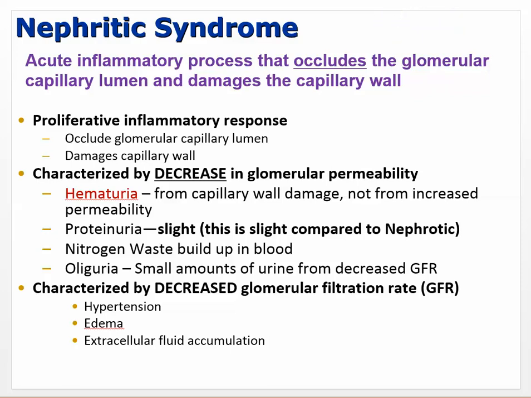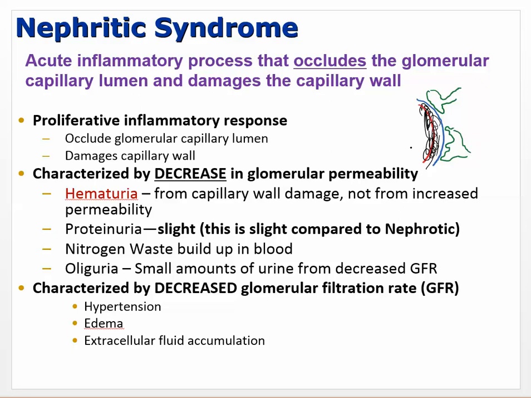If it's nephritic, that's in general an acute inflammatory process that occludes the glomerular capillary lumen. So if this is our glomerulus, and the blue is our basement membrane, and then we have the podocytes out here, laying down their little foot processes. If you have an occlusion, something that's blocking the capillary lumen, that's going to be more in line with what's happening with a nephritic syndrome.